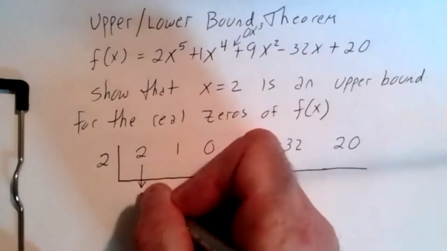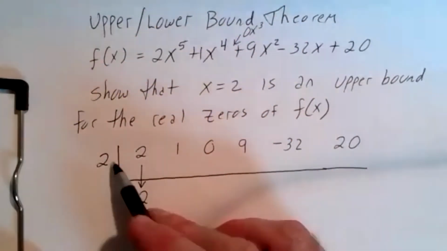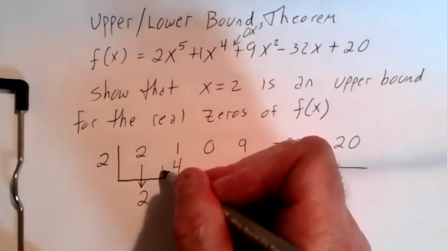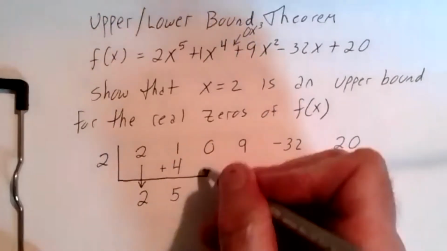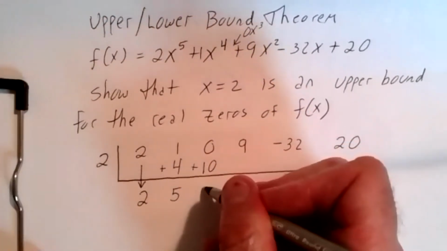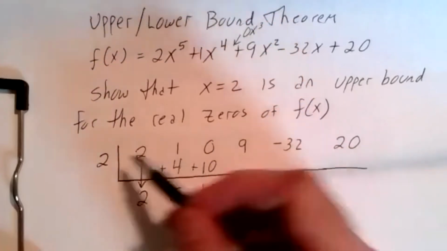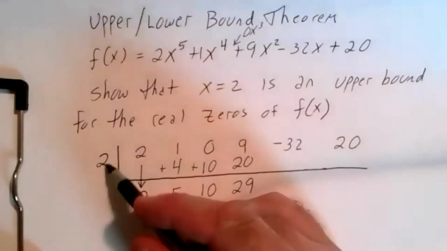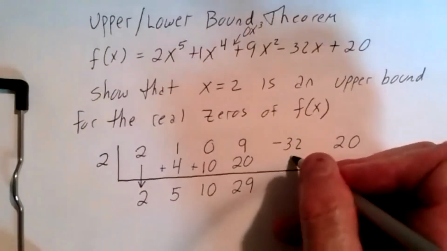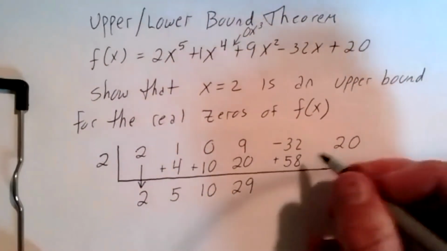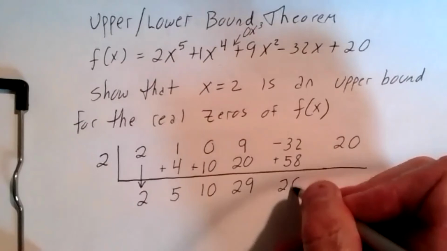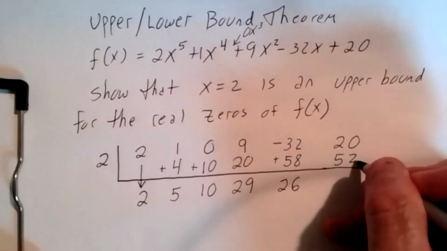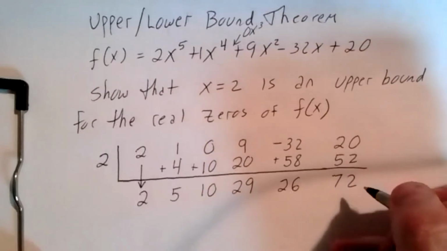All right. Now here we go, ladies and gentlemen. We're going to synthetically divide 2 into these coefficients. Here we go. 2 times 2 is 4. Bring this up and add. We get 5. 2 times 5 is 10. Bring this up and we add. We get 10. 2 times 10 is 20. Bring this up and we add. We get 29. 2 times 29 is 58. Bring it up and we add. We get 26. 2 times 26 is 52. We add, we get 72.